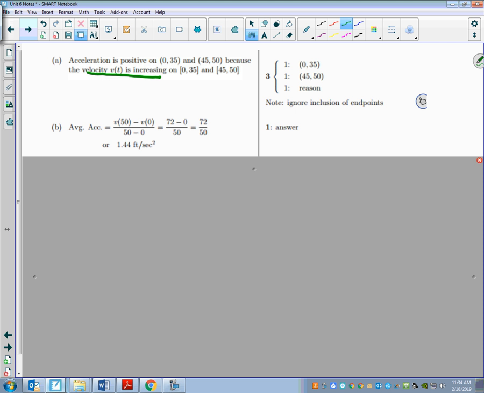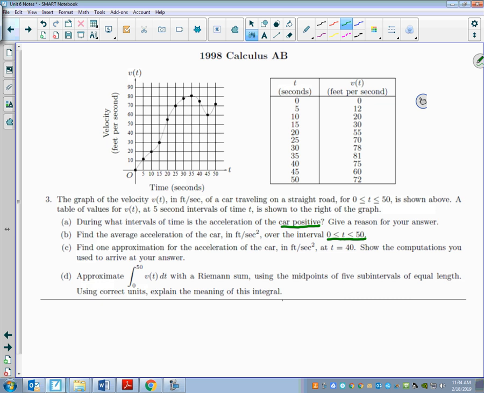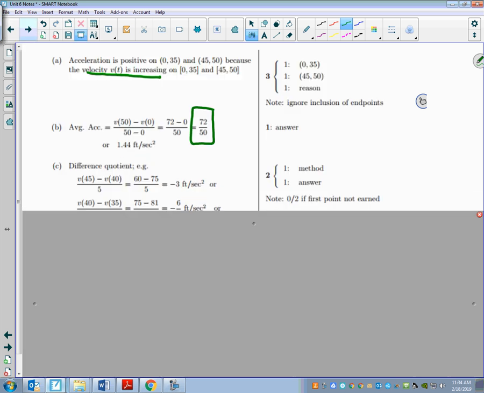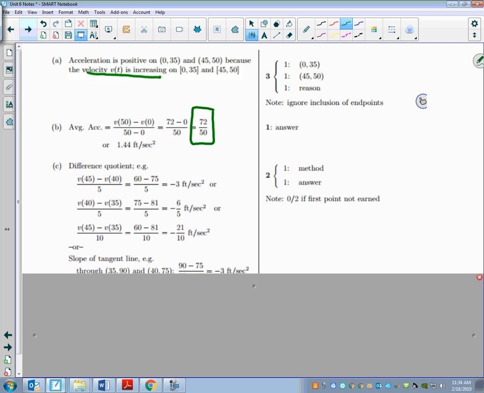So average acceleration, you can use the chart to get those answers. If this was a calculator question, you could work it out, but your quiz is not calculator, so you could leave it not worked out. Find one approximation for the acceleration of the car at time equals 40. So one approximation means you're going to do the average acceleration. I would have probably used 35 and 45 the same way that I did part B.